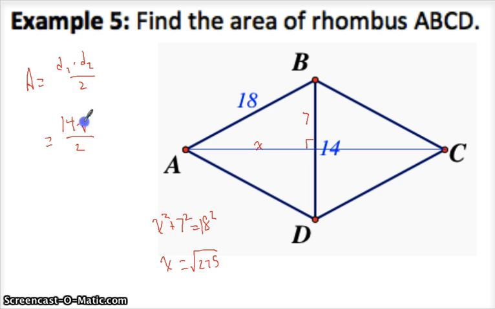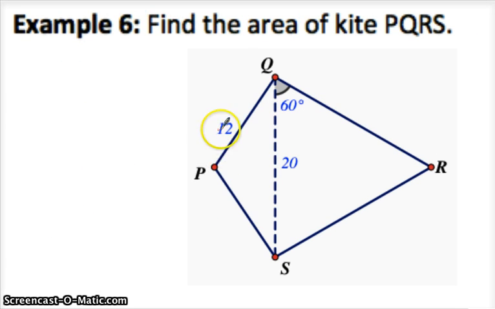And I find out that that diagonal, half of that diagonal, this little part here, is the square root of 275. So it's the square root of 275, and there's actually 2 of those. 2's cancel, and I get 14 times the square root of 275. That's a 7 right there, by the way. All right, and last one. Find the area of this thing.